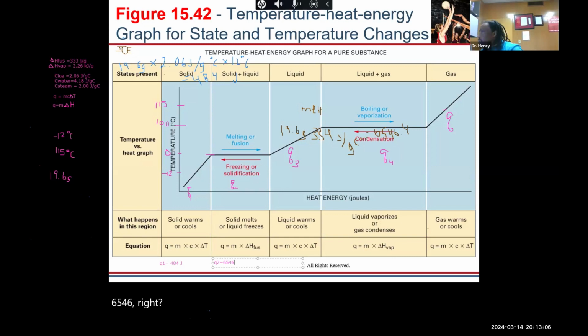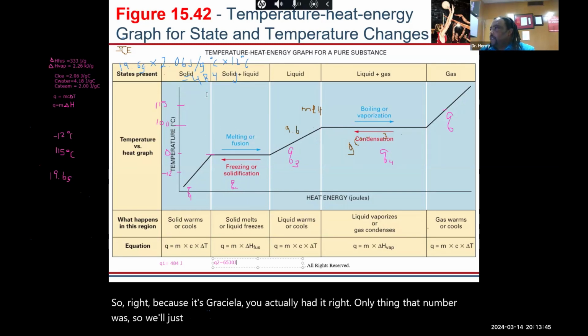Okay, 19.6 times 333, 6,526. So that should be 3 sig figs. So it should be 6,530. You got 3 sig figs. So, right, Graciela, you actually had it right. The only thing was the number of sig figs. Let's put it back up here.